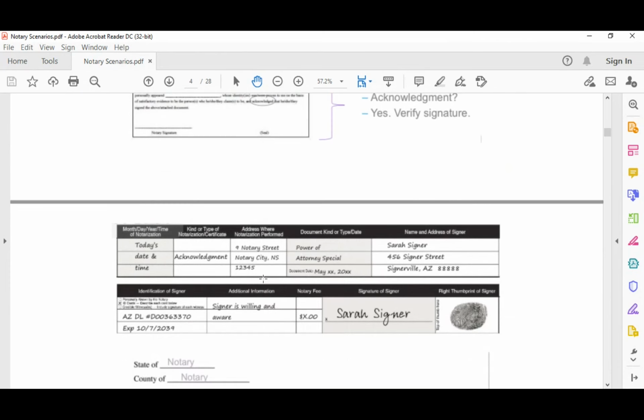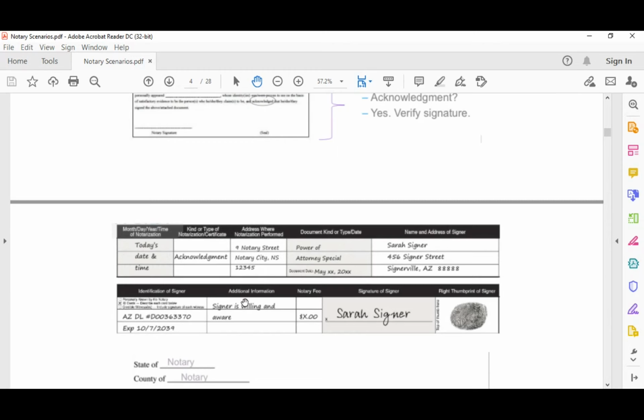Okay. Now, the address where the notarization is being performed is an address where your office will be. Okay, so this is not for mobile. But if you are a mobile notary and you do not have an office where signers meet you, then the address that you put here for where the notarization is performed will be wherever you are. Okay.